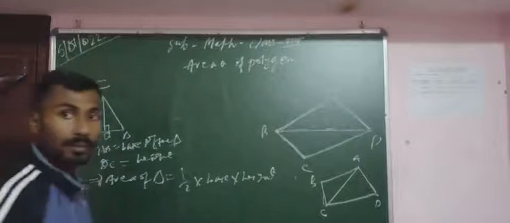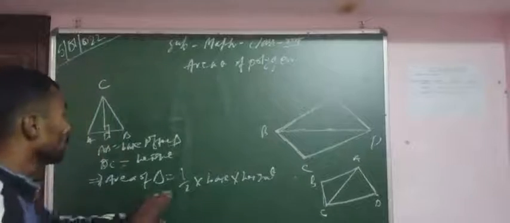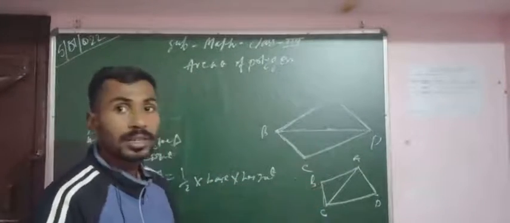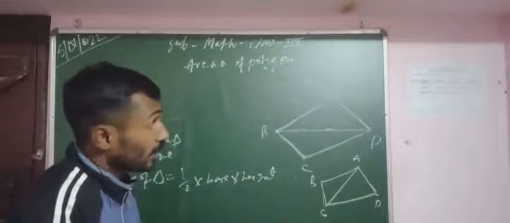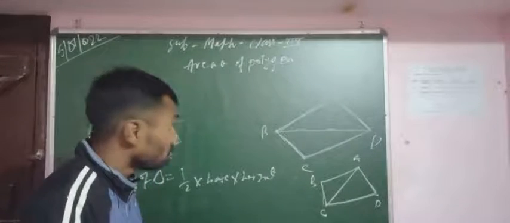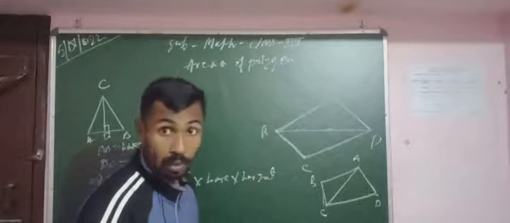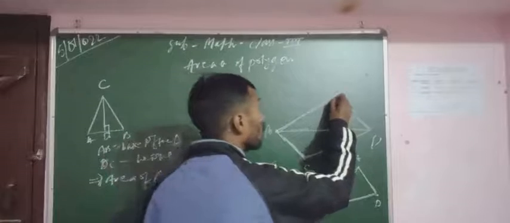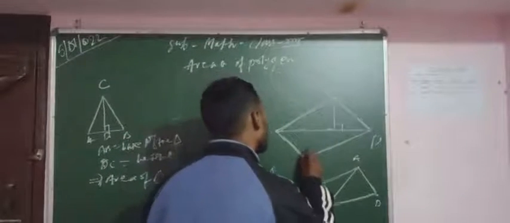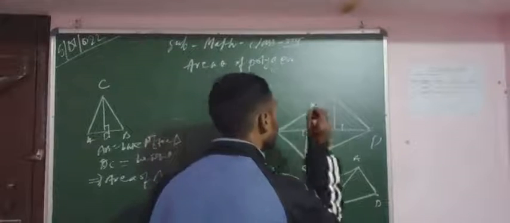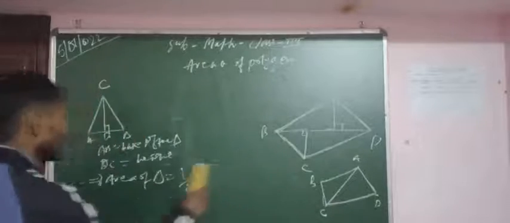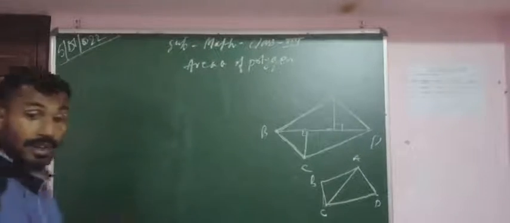So the area of triangle equals half into base into height. We can use this formula to calculate the area of this triangle. But in that figure, height is not given. Then we will draw a perpendicular line from vertex A, and we can also draw a perpendicular line from C on BD like that. Now the figure is completely divided into two triangles.